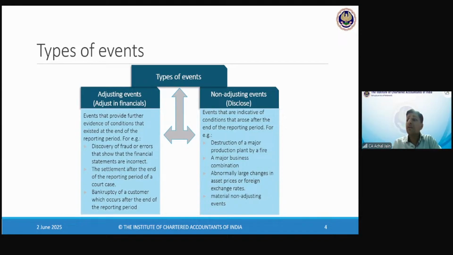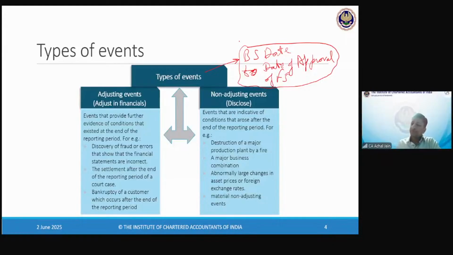Now please remember that while we'll be discussing all of these events, these are events which occur after the balance sheet date. So let me just write this also: balance sheet date to the date of approval of financial statements. So this part you need to remember.